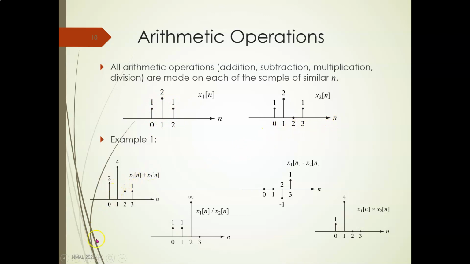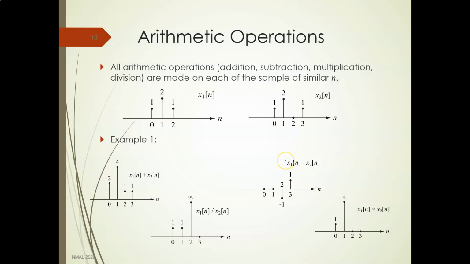We look at example 1 here. For x1 plus x2 [n], you have to match the values when n is equal. For example, you add the value at n equal to 0 for x1 and x2. So 1 plus 1 is equal to 2. Then at n equal to 1, you add the values at x1 and x2, 2 plus 2, which is 4. And so on. So this is the first example.